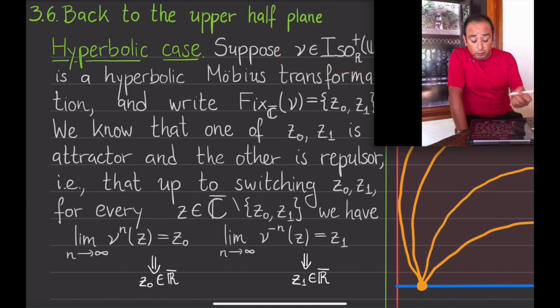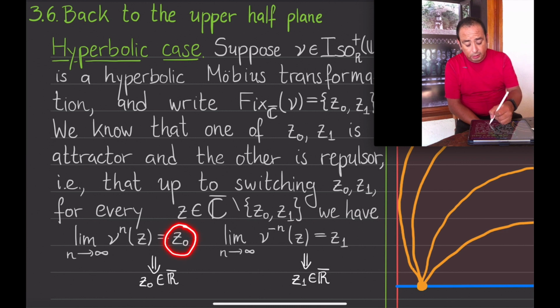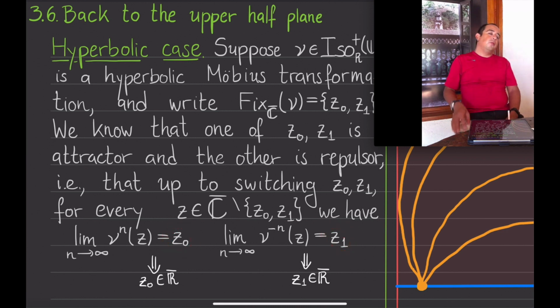Okay, and so it has exactly two fixed points. So let's denote them Z0 and Z1. From the analysis we made when we studied the standard examples, we know that one of the fixed points has to be an attractor and the other one has to be a repulsor, or repeller. So let's say that Z0 is the attractor and Z1 is the repulsor. Of course, this I can do by reordering Z0 and Z1 if necessary, right?